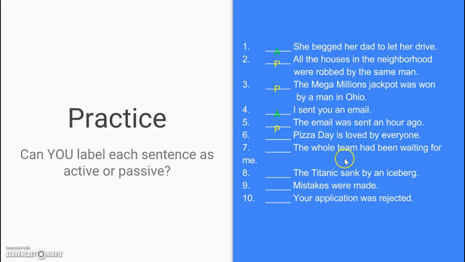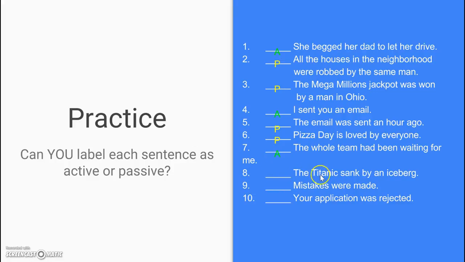Number 6, Pizza Day is loved by everyone. In other words, everyone loves Pizza Day. Number 6 is passive. Number 7, the whole team had been waiting for me. Now, this is also kind of a trick. Had been waiting is a form of past tense. Just because it has a being verb in it doesn't automatically make it passive. The whole team in the past tense was doing the waiting for whom? For me. So this is active even though it's got a being verb in it.